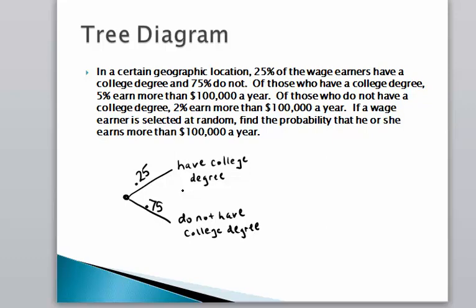Okay, continuing with our second sentence, it says, of those who have a college degree. So these people, we know that 5%, so that's going to be 0.05, earn more than $100,000 a year. Now, that does mean that 95% don't, but I'm not sure that we really need that information, so we can add that if we want, but for now I'm just going to get down what the problem tells me. The third sentence says, of those who do not have a college degree, so this group, 2%, so that's 0.02, earn more than $100,000.